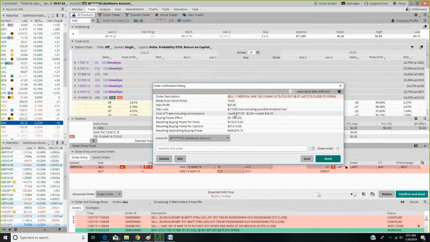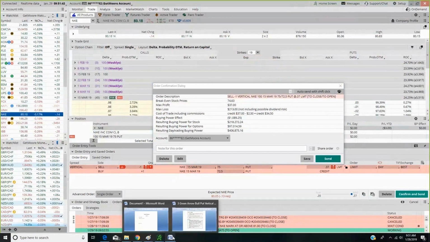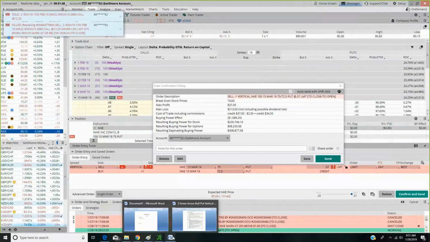Our maximum loss is $213. So 37 divided by 213, that's only a 17% return. Yes, that is great, and very few people would probably get a 17% return. But that's not me. We want 30%. Because again, 30% is what I'm willing to take that risk for.